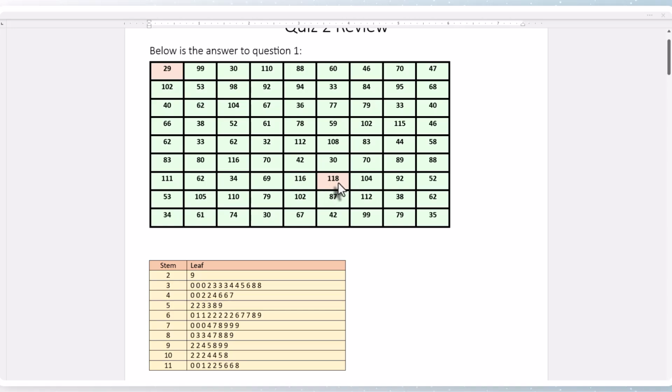The highest value is 118. This can be split into a stem of 11 and a leaf of 8. So we list all the numbers from 2 to 11. Remember to list the leaves in numerical order from the lowest to highest value.